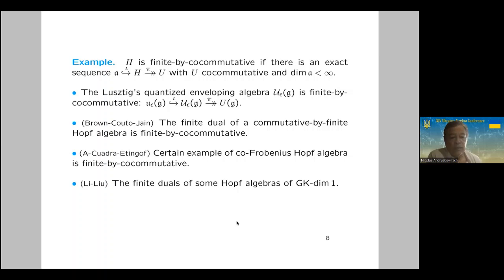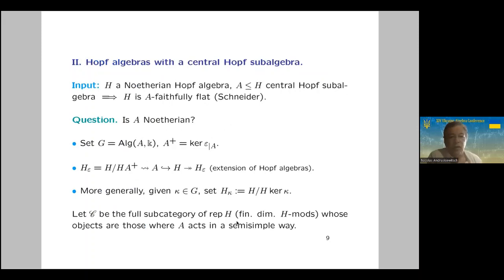And Li and Liu described some finite duals in independent work to Prom-Kauto and Jaén. They described the finite duals of some Hopf algebras of Gelfand-Kirillov dimension 1. And as a matter of fact, the examples of Li and the examples by Cuadra, Etingof, and the speaker. Okay, so this was a reminder of extensions of Hopf algebras and of the classes of finite commutative and cocommutative by finite Hopf algebra, classes of Hopf algebras.